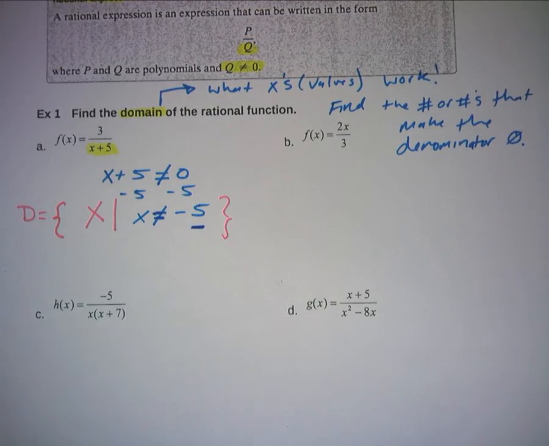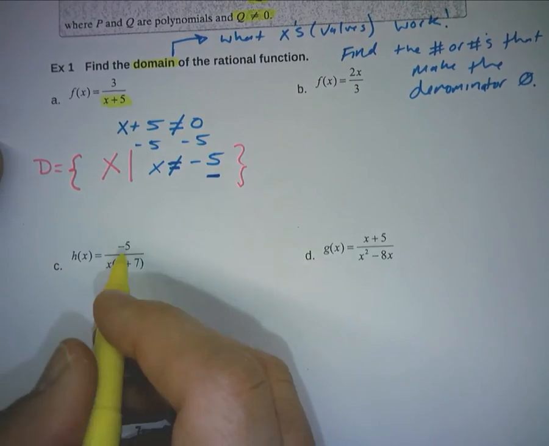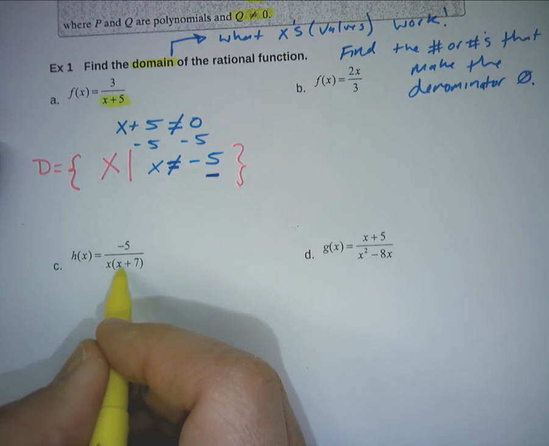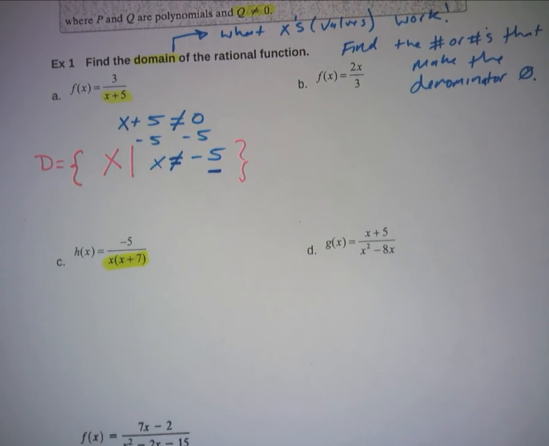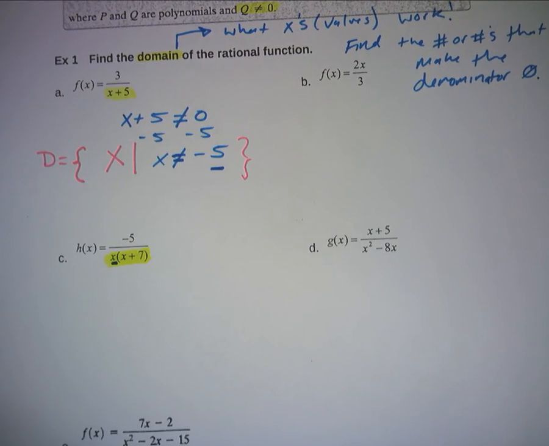All right, so let's try this again. I'm going to go down to C here. I've got h of x equals negative 5 over x times x plus 7. They're asking us to come up with the domain. We're trying to find the number or numbers that make my denominator 0, and I'm going to exclude them. This goes back to what we learned in chapter 6.6, what we just finished.